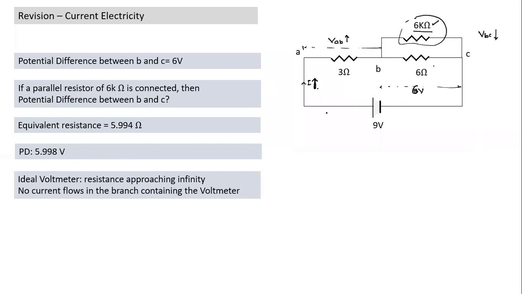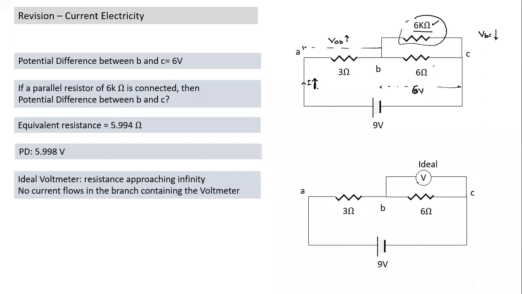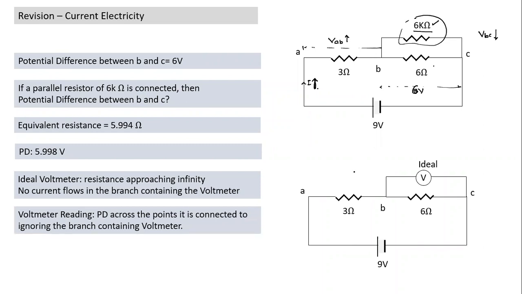So there's a potential difference. Now, what is an ideal voltmeter? An ideal voltmeter is one whose resistance is approaching infinity, so the change will be very small. This is the ideal one, which is like a potentiometer. No change will happen here. So what does a voltmeter do? If we have a voltmeter connected here, and suppose this voltmeter had a resistance of 6 kilo ohms, what would the voltmeter reading have been? Not 6 volts. This voltmeter reading would have been 5.998 volts.